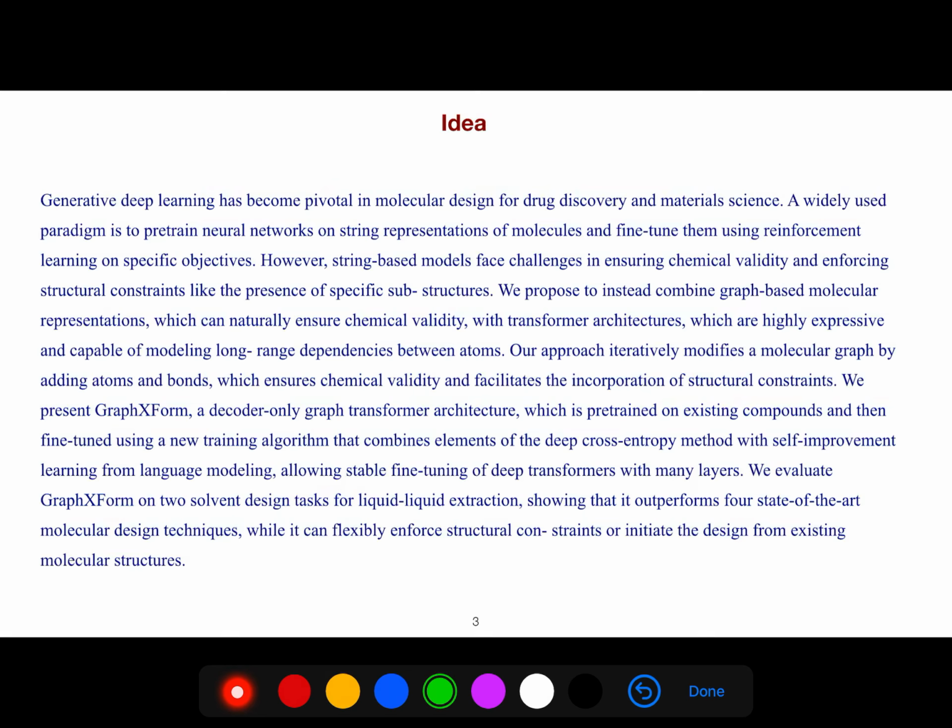Our approach iteratively modifies a molecular graph by adding atoms and bonds, which ensures chemical validity and facilitates the incorporation of structural constraints. We present GraphXForm, a decoder-only graph transformer architecture which is pre-trained on existing compounds and then fine-tuned using a new training algorithm that combines elements of the deep cross-entropy method with self-improvement learning from language modeling, allowing stable fine-tuning of deep transformers with many layers.